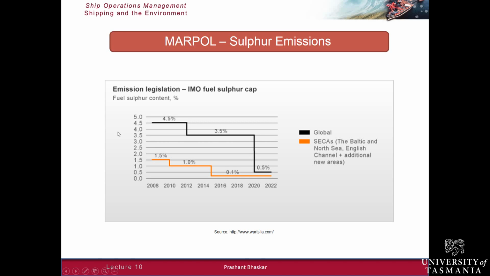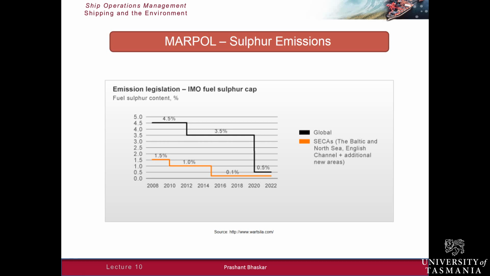So what you can see is currently, if the ship is in a SECA, the sulfur content cannot exceed 0.1%. Whereas if the ship is in some other areas, the sulfur content of the fuel should not exceed 3.5% by weight. But very soon, we are talking about 2020 onwards, all ships outside SECAs would need to burn fuel whose sulfur content does not exceed 0.5%.